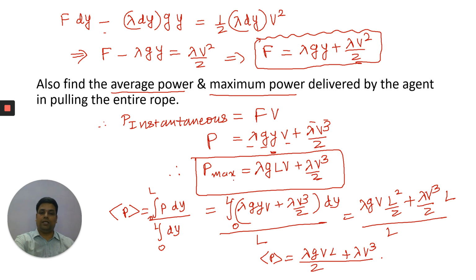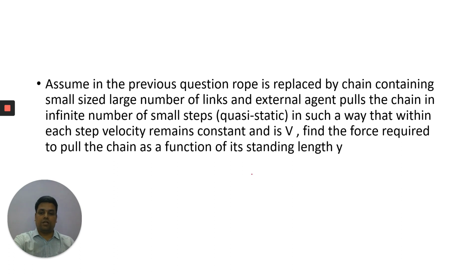So we did the problem of pulling the rope. I have used the idea of conservation of energy, or the work energy theorem. Now let us go to the other part of the problem. The question continues: assume in the previous question the rope is replaced by a chain containing a large number of small links, and the external agent pulls the chain in infinite number of small steps, in such a way that within each step velocity remains constant and is v. Find the force required to pull the chain as a function of its standing length y.